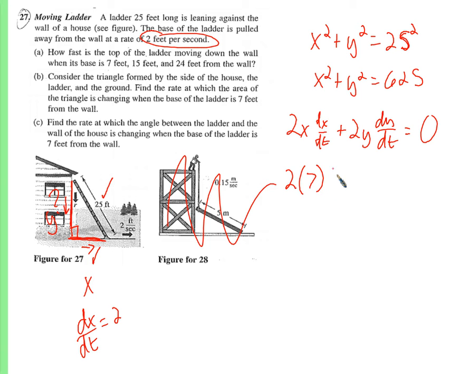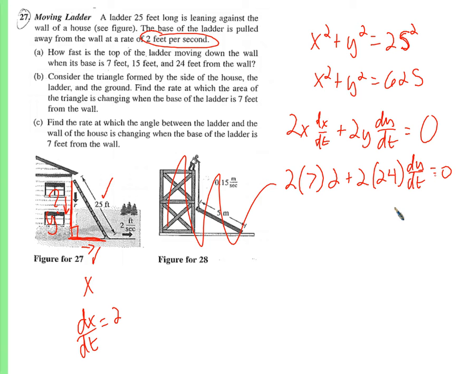2 times 7 times dx/dt, which is 2, plus 2 times y. How do we figure out what y is? Plug it in, 7 there, and solve for y. 625 minus 49, the square root is 24. I'm going to believe you. Then dy/dt, 0. We solve for dy/dt. Subtract 28 from both sides, divide by 48.